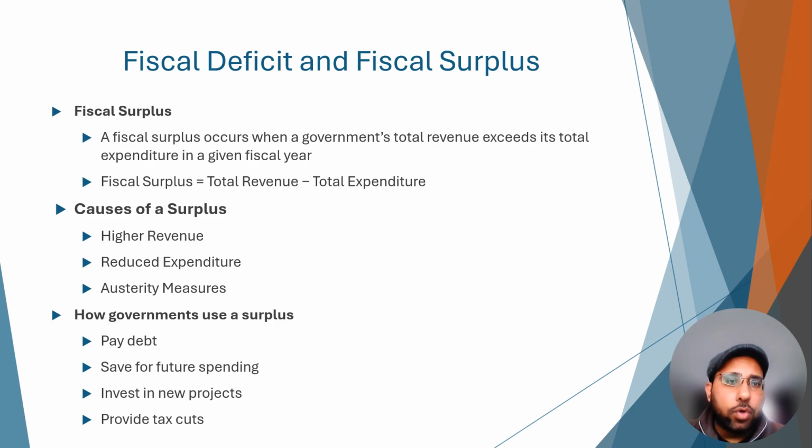Now we want to look into the causes of a surplus. How does a surplus come about? One is higher revenue. A surplus may result from higher than expected tax revenue due to solid economic growth. It could be increased business profits, high levels of employment, or just based on better tax collection efforts. So we've done better making sure that taxes are being collected more efficiently. It could be based on reduced expenditure. So if the government spends less than anticipated or delays certain projects, big infrastructure projects, a surplus can result.